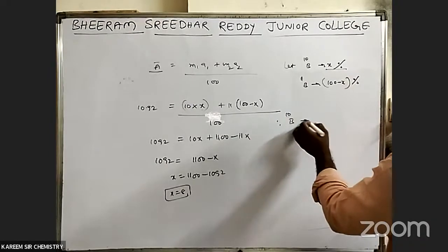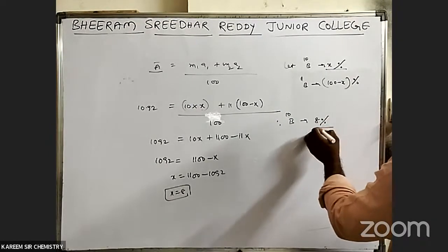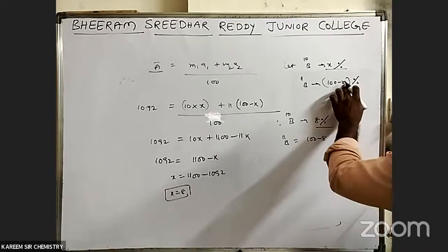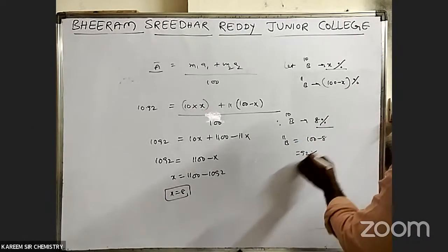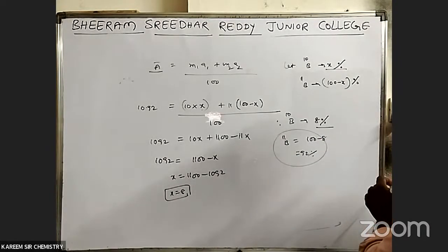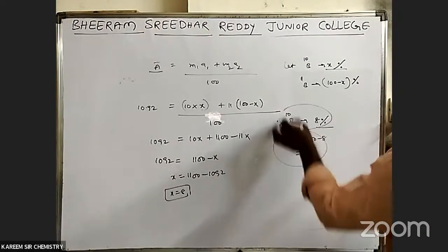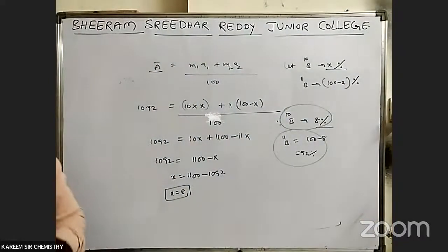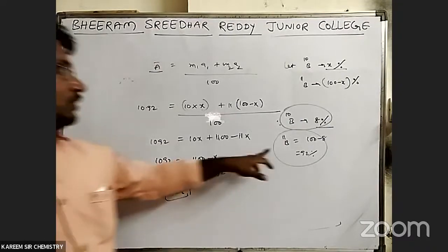So B10 is 8% available in nature and B11 is 100 minus 8, that is 92. So the percentage of B11 is 92% and the percentage of B10 is 8%. Right. So like this, you should do the problem.